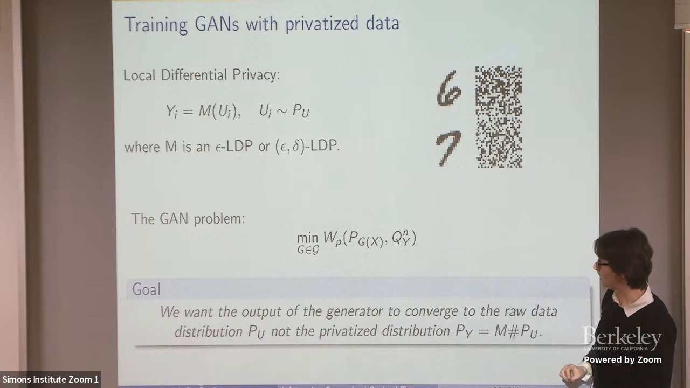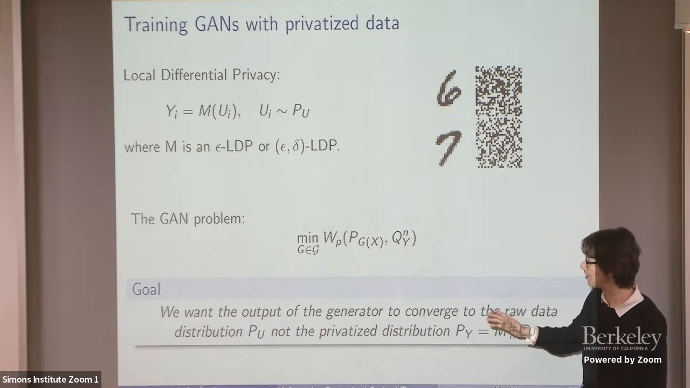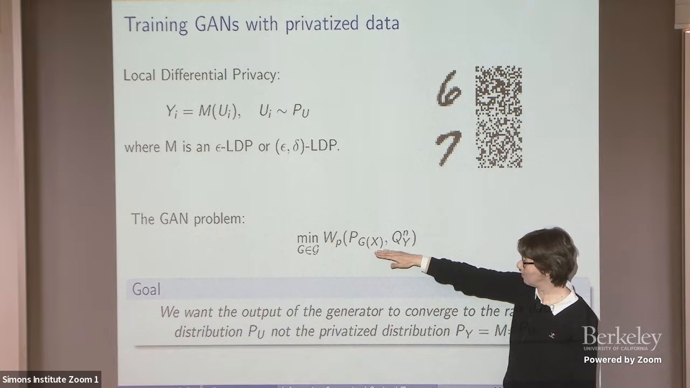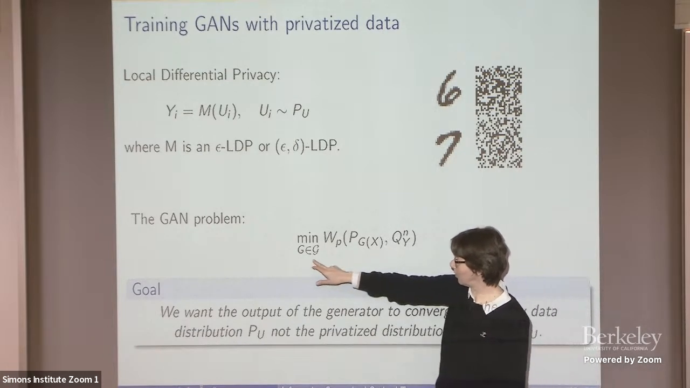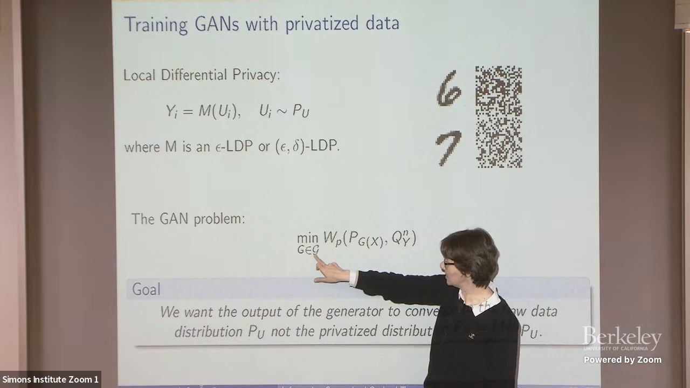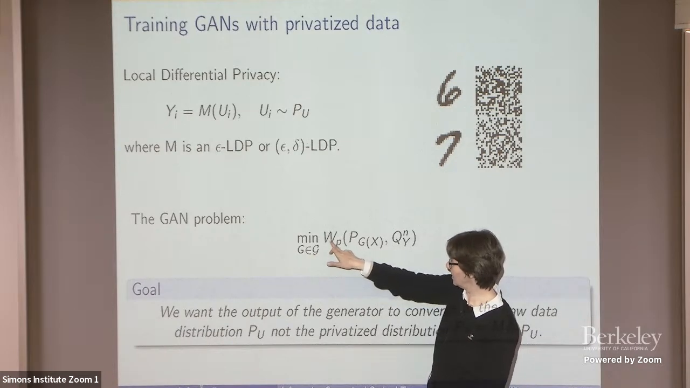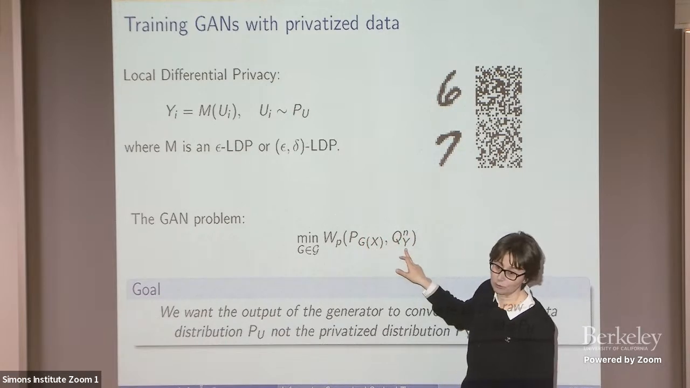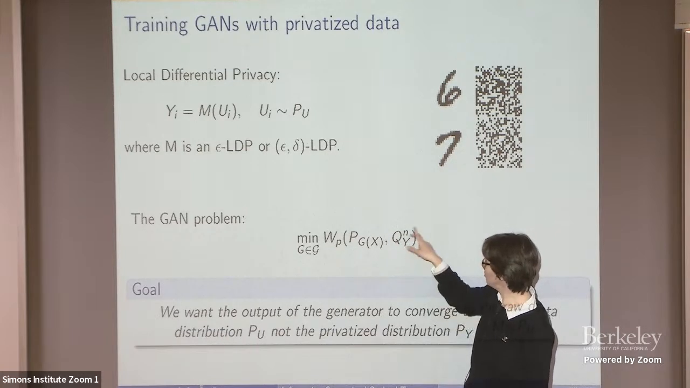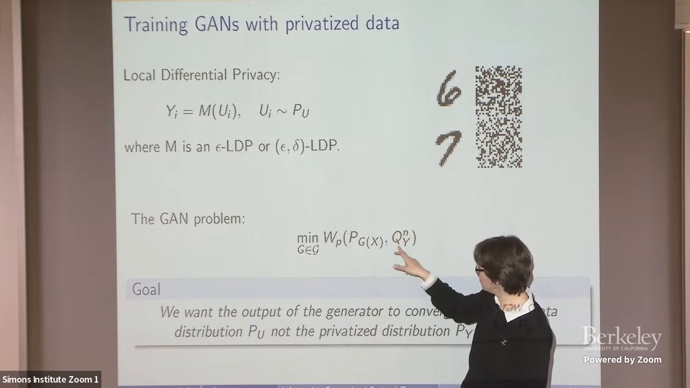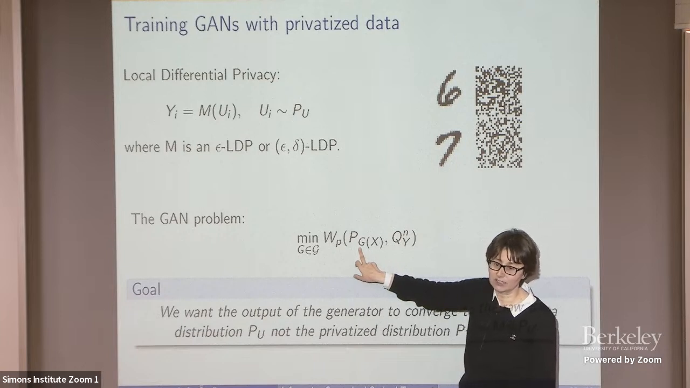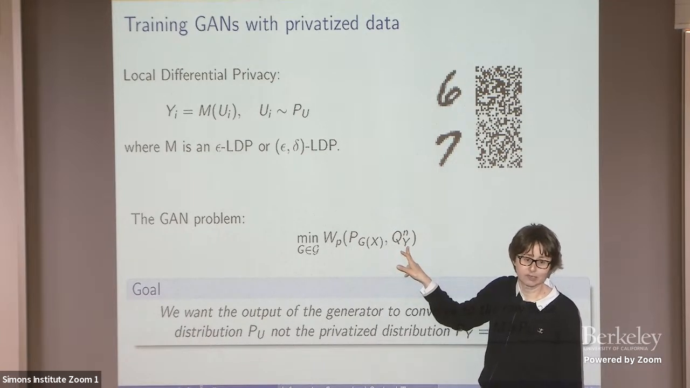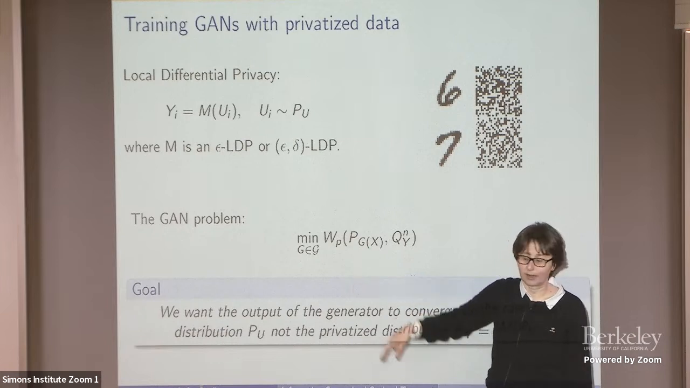And indeed, we face an immediate challenge here, because if you take the GAN formulation from the previous slide, remember, we want to find a generator from a given class that minimizes the Wasserstein distance between the generated distribution and the empirical distribution of our samples. In this case, we only have privatized samples. So if I replace this with the empirical distribution of the privatized samples, then I'll be training a generator that generates the privatized samples, the noisy samples, and not the original samples, right?